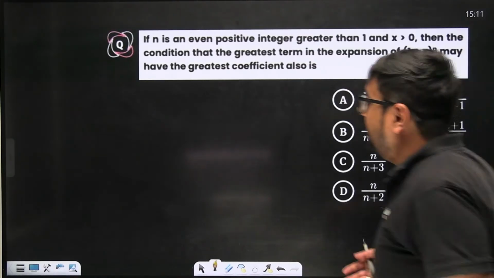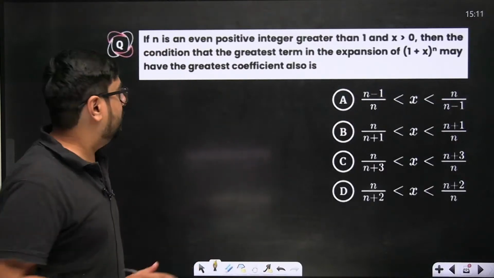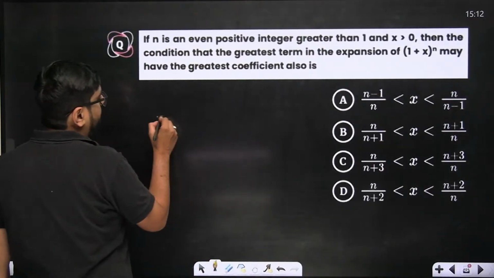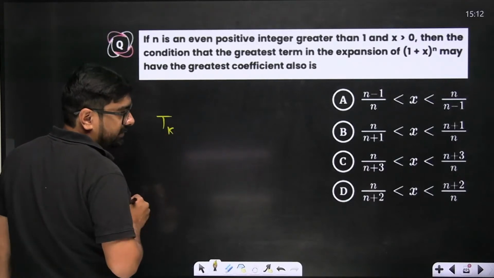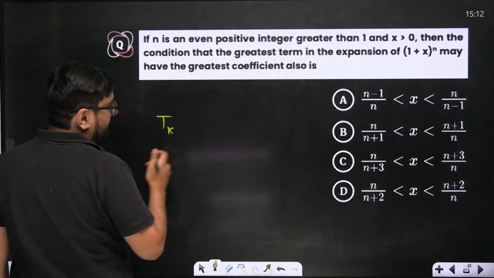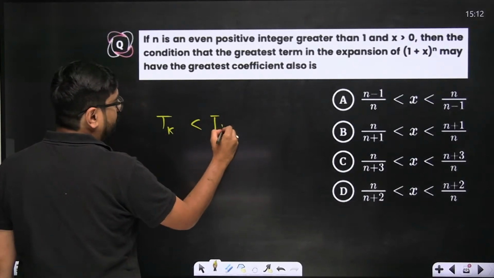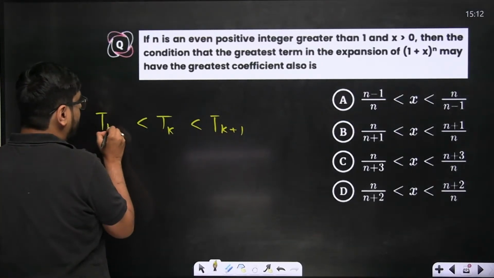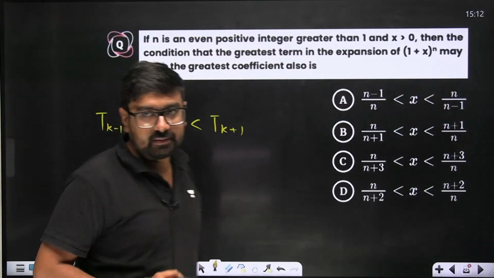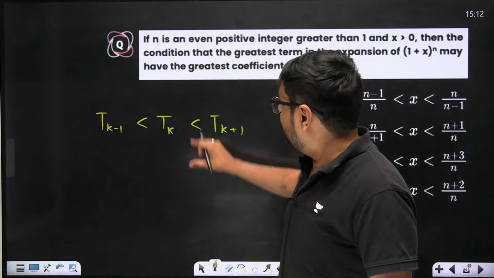But what do we mean by this? That means there is some term, let's say that is the term tk. This should be greater than tk minus 1 and also greater than tk plus 1. Then only this will be the greatest term, no?